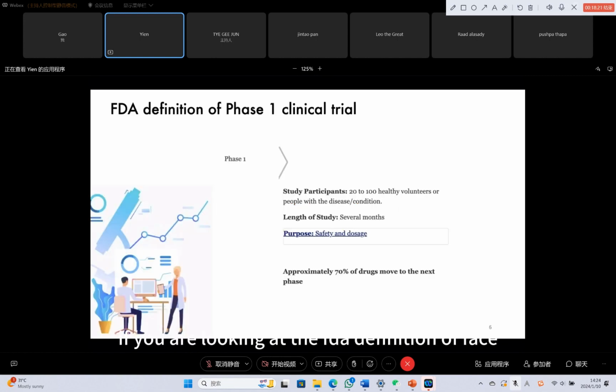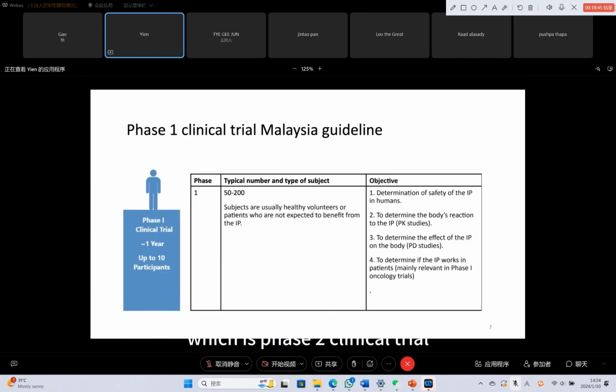If you are looking at the FDA definition of phase 1 clinical trial, they usually have participants of 20 to 100 healthy volunteers or people with specific disease, with the length of study being several months. And the purpose, again, is very important: to determine the safety and dosage of the drug. And most of the drugs will move on to the next phase, which is phase 2 clinical trial.